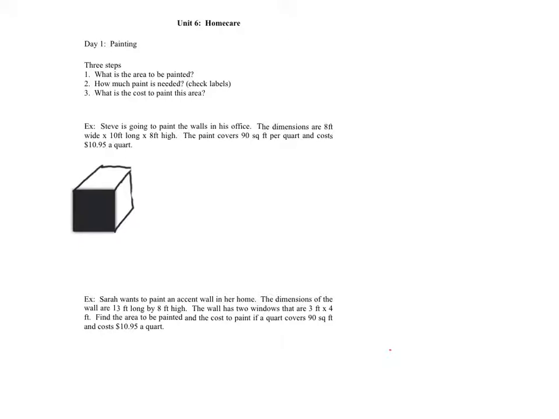So the first one, Steve is going to paint the walls in his office. The dimensions are 8 feet wide, 10 feet long, and 8 feet high. So if you want to think about this, maybe this is 8 feet, this is 10 feet, and we know that it's 8 feet tall. We have these front walls that we're painting that are 8 by 8s. We have two of those, the one in the front and the one in the back. We also have two walls that are 8 by 10s, or 10 by 8s.